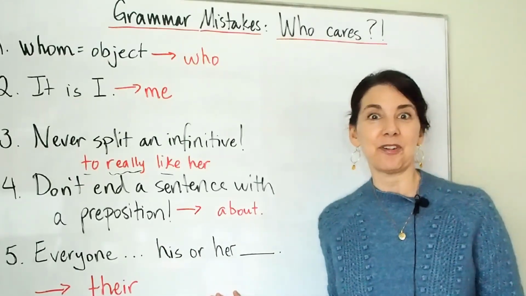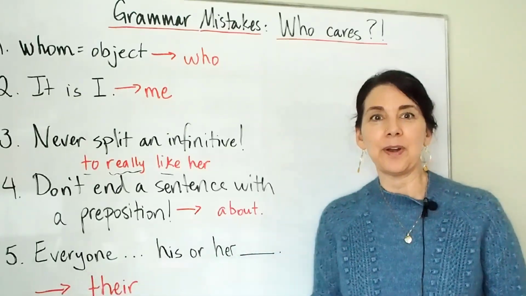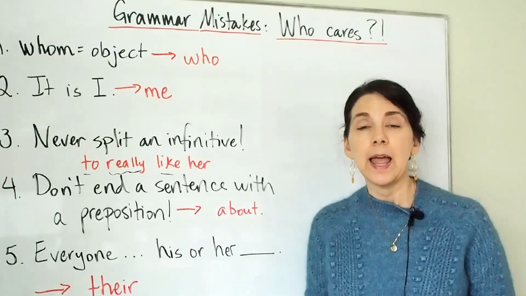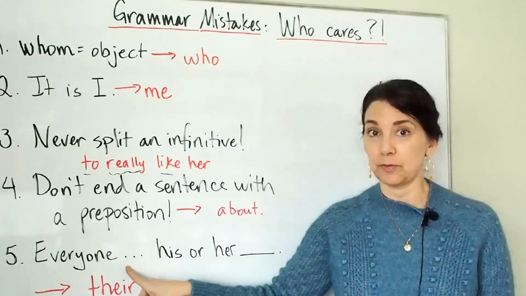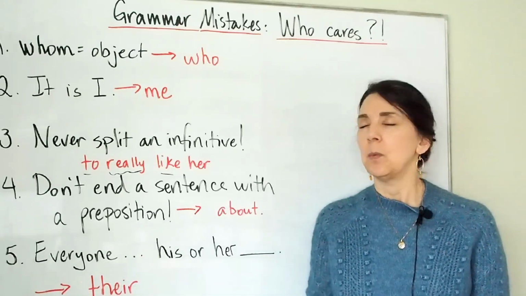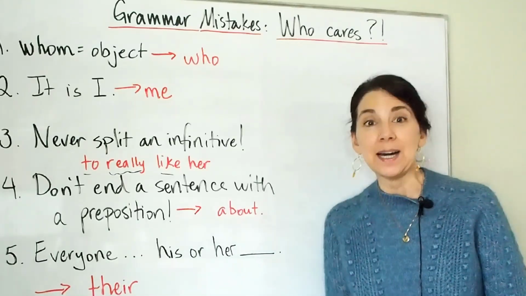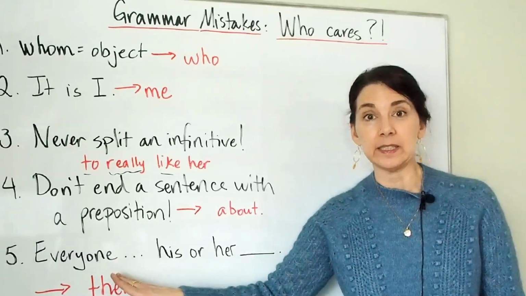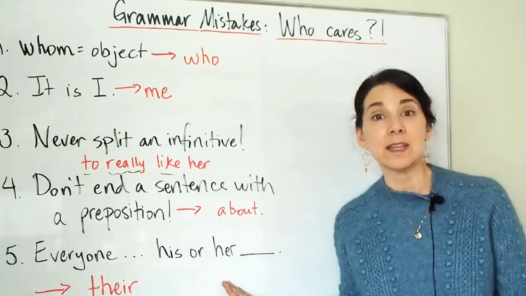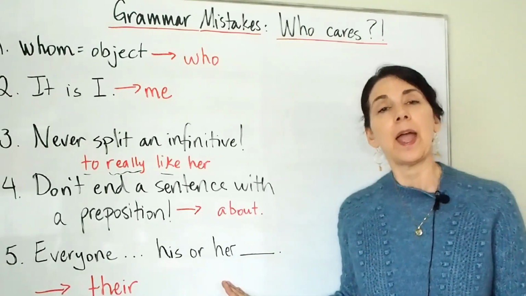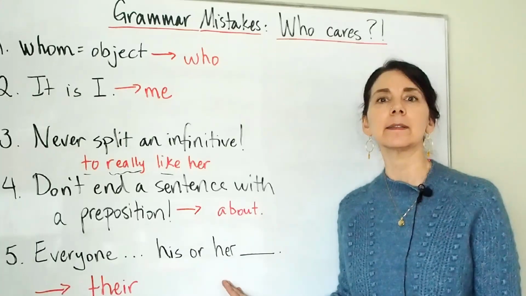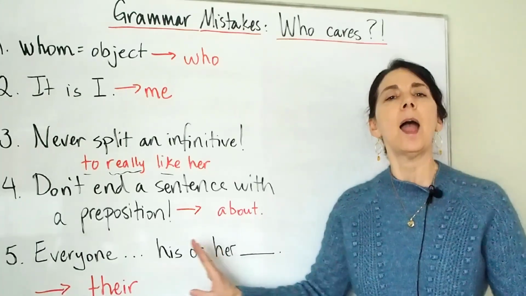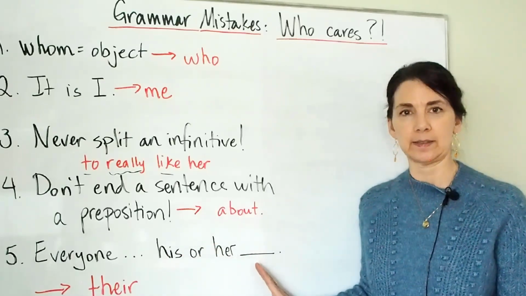Okay, next, number 5. You know that the pronouns everyone, everything, everybody, those are singular. And they do need to have a singular verb, okay? Everyone is. We never say everyone are. But if we have a pronoun, because everyone is singular, the pronoun should also be singular. For example, everyone has his test. Wait, there are some women here too. So let's say everyone has his or her test.